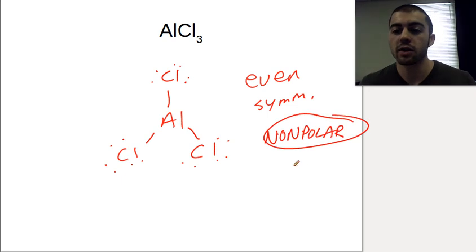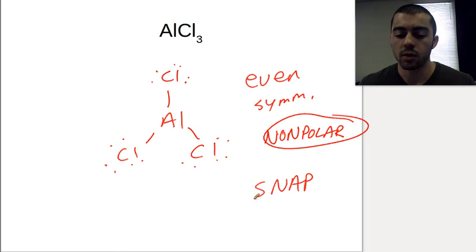Alright, so to figure out if a molecule is polar or not, the first thing you want to do is draw the Lewis structure out and see, is this molecule even all the way around? In this case it is. We have chlorines all the way around. It's therefore symmetrical, and that would make it non-polar. Again, with SNAP, we know that if it's symmetrical, it's going to be non-polar.